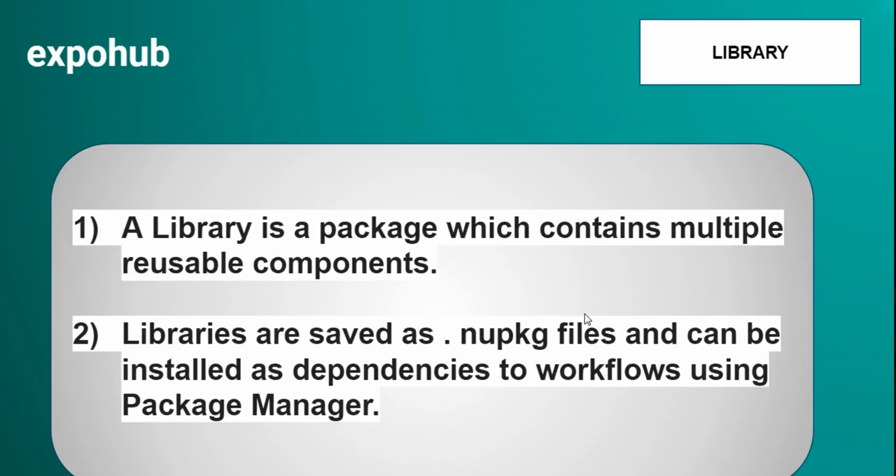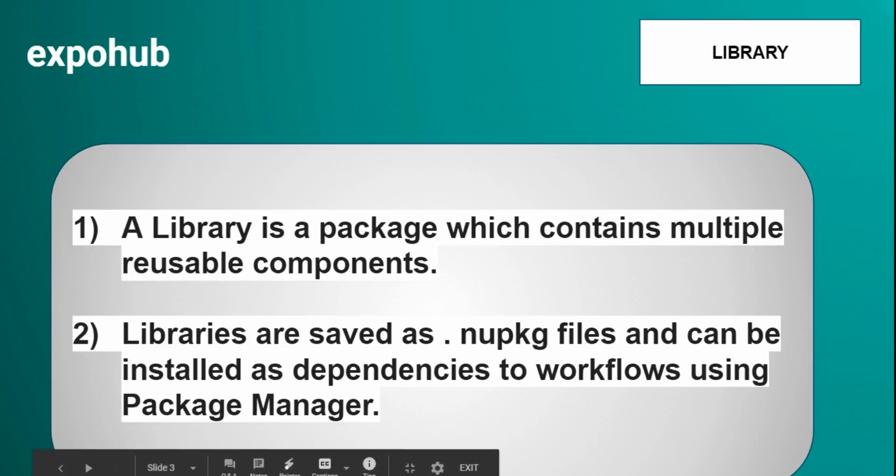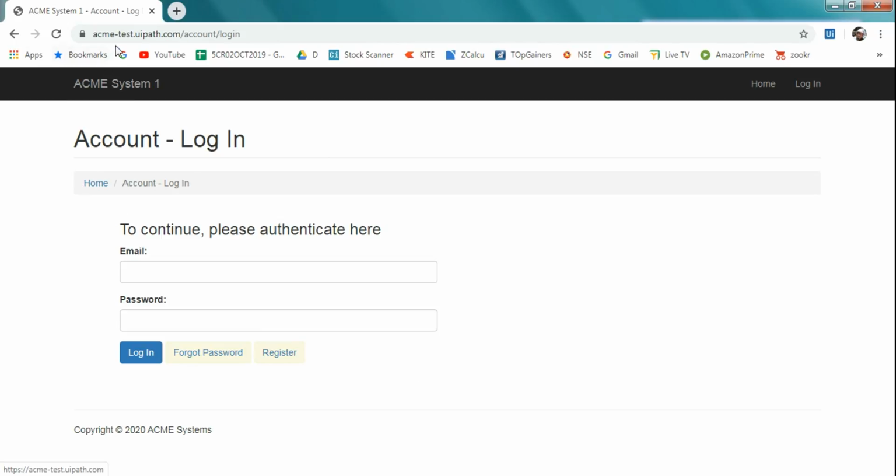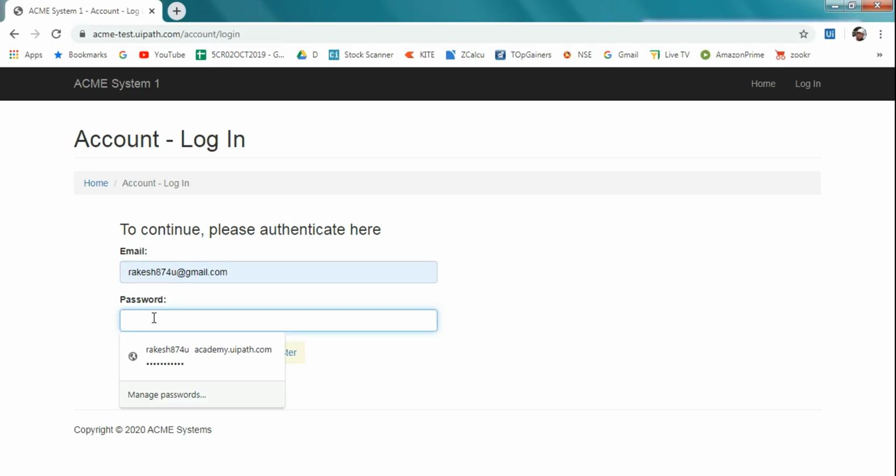So let's get started. Today in this video, we will log into a portal called acmetest.uipath.com. Just type Acme UiPath in Google, and you will get the link on the Google page. Once you get there, it has to log in to the portal. In case you have not registered, you can just register and create the credentials for yourself, and once that is done, you can log in.